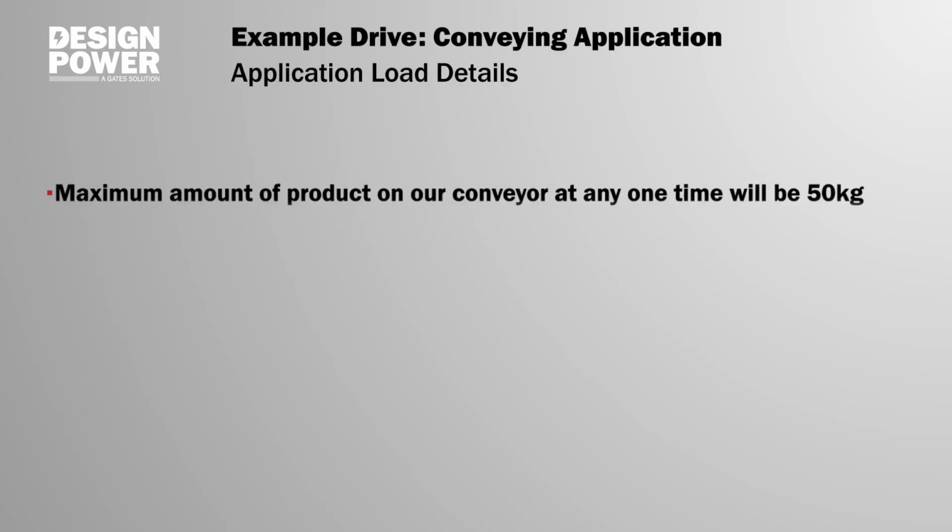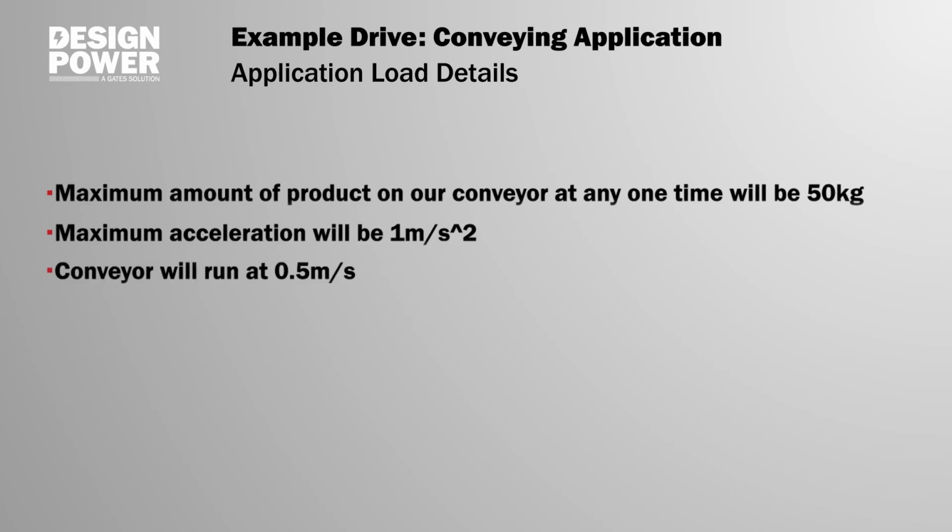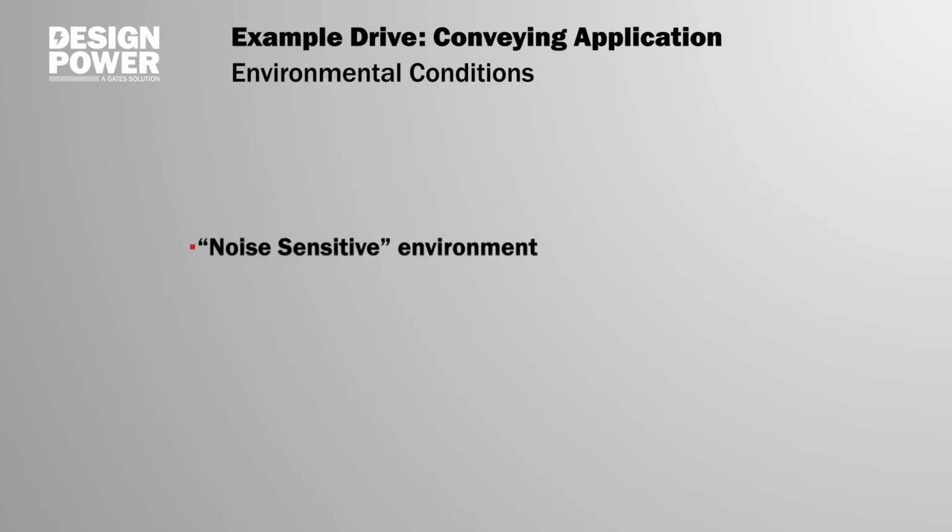Now, for the load details. The maximum amount of product on our conveyor at any one time will be 50 kilograms. The maximum acceleration our conveyor will experience will be 1 meter per second squared. And our conveyor will run at a speed of half a meter per second. The environmental conditions relevant to our belt drive are that our conveyor will be running with many production operators nearby, so we will select this as a noise-sensitive environment.